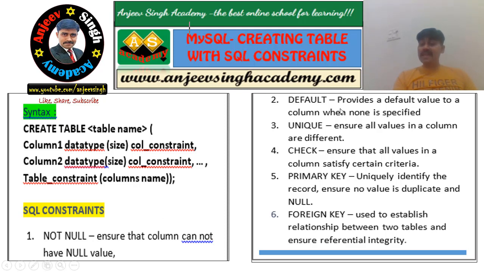Default ensures that if no one gives a value for a particular column, that column can be filled with a default value, a value which is specified at the time of table creation. Unique ensures that all the values entered in that column must be unique. It means that no duplicate value is allowed in that particular column. If you have declared the column constraint for that column as unique, you are not supposed to enter a duplicate value, meaning the same value.